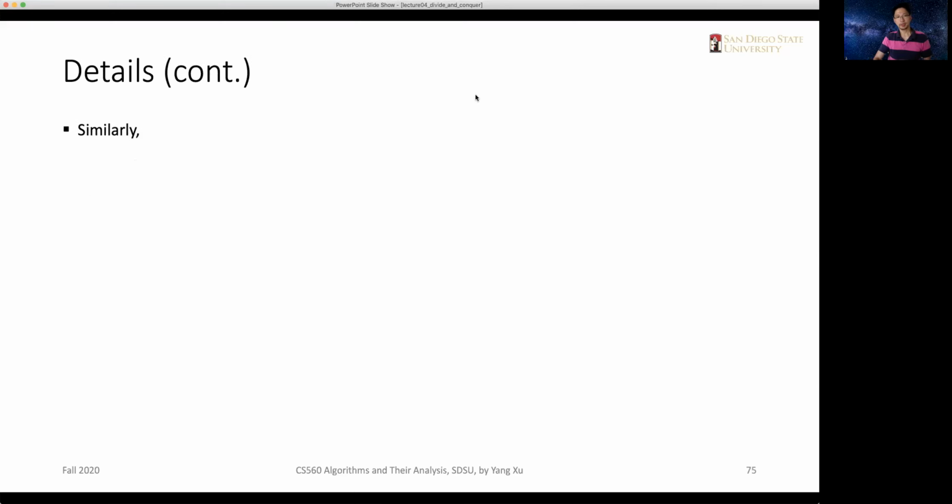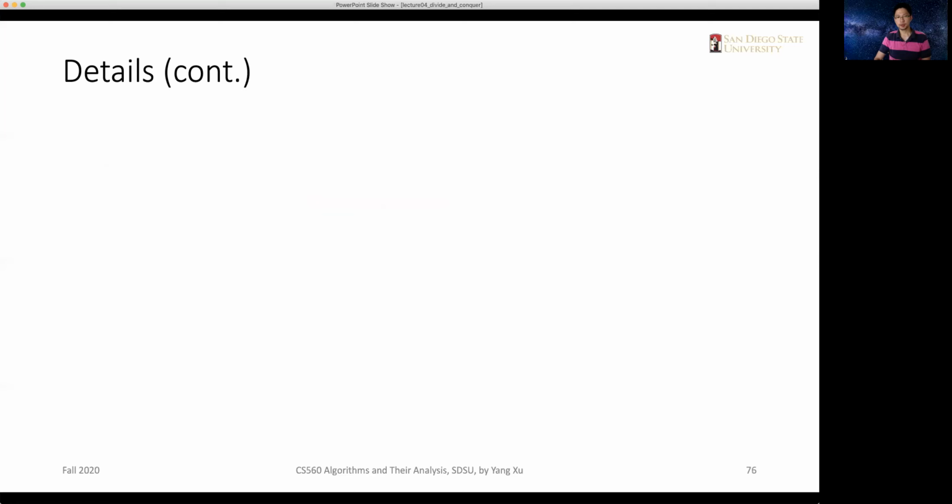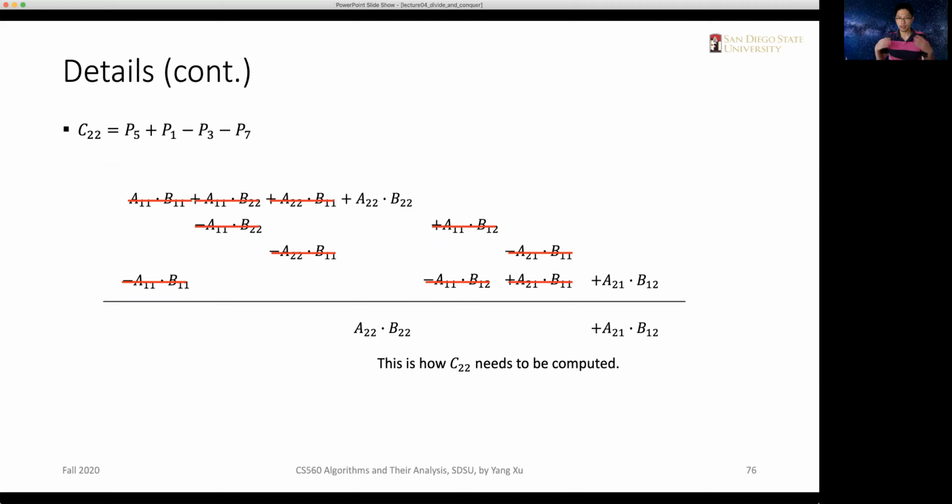And similarly, C12 is P1 plus P2, because we can eliminate the A11 times B22 terms. That's also the definition of C12. And for C21, similarly, we have its definition. And for C22, it's the summation and subtraction between 4 matrices, and the result is also exactly what we need to compute C22.